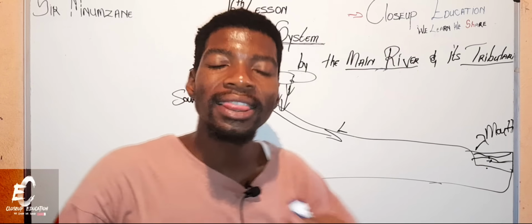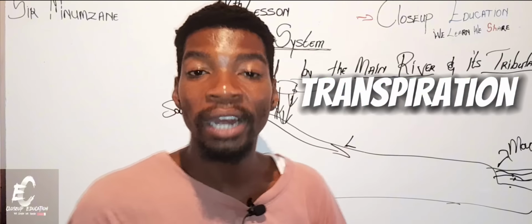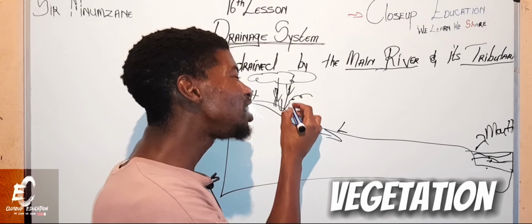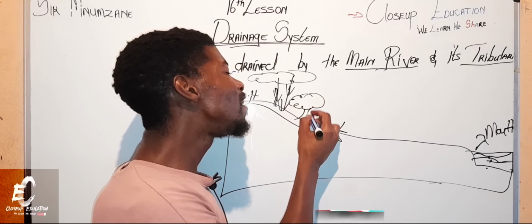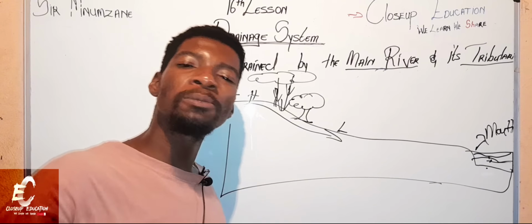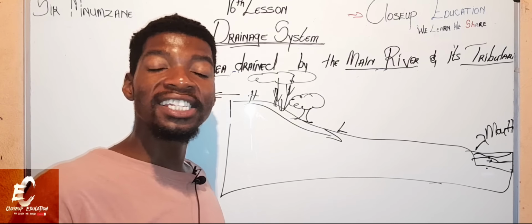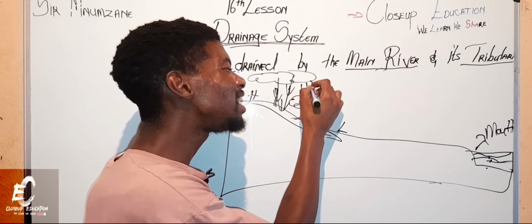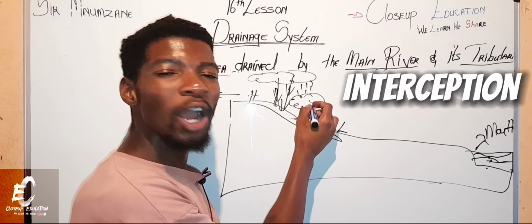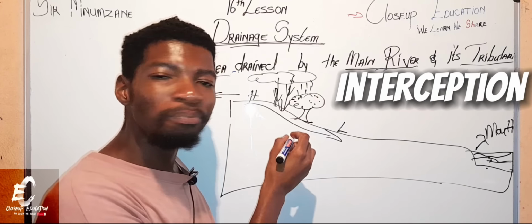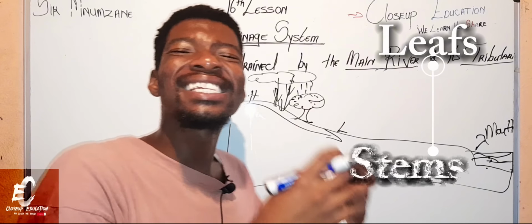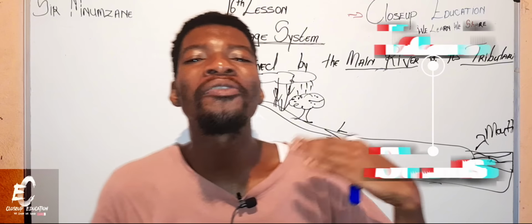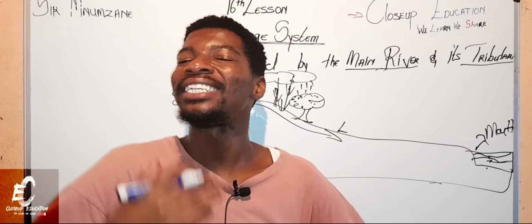So we all know that there's a process which is called transpiration, right? The transpiration process involves vegetation. What do I mean by that? I mean, if there's precipitation hitting our very own vegetation, the leaves and the stems on the tree will catch some of the rain, right? It will catch some of the rain.